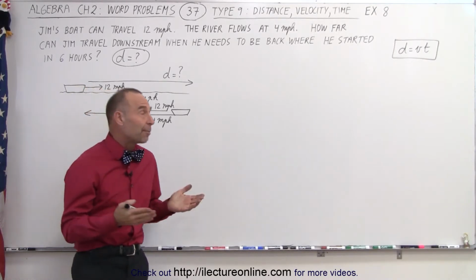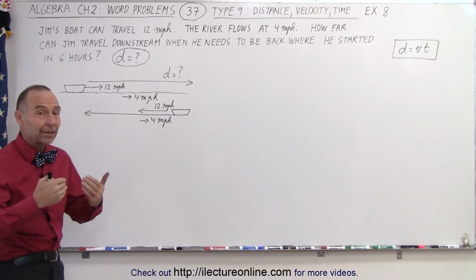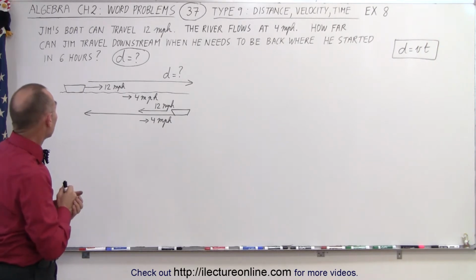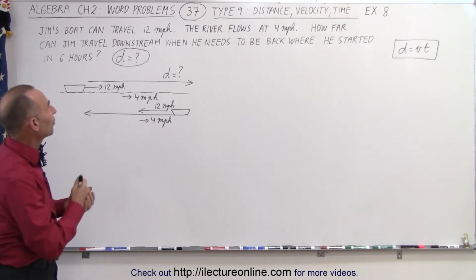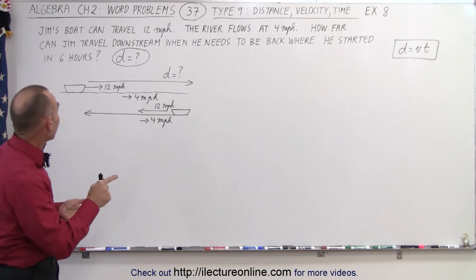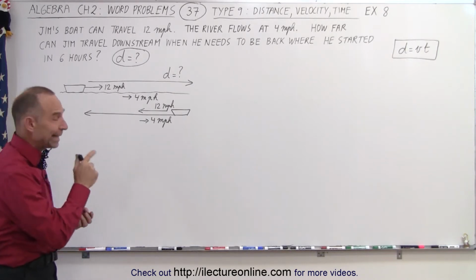Here we have another example of how to solve a distance, velocity, time type of problem. We're going to rely on the new general method that we've learned. And the problem reads as follows. Jim's boat can travel 12 miles per hour. The river flows at 4 miles per hour. How far can Jim travel downstream when he needs to be back where he started in 6 hours?